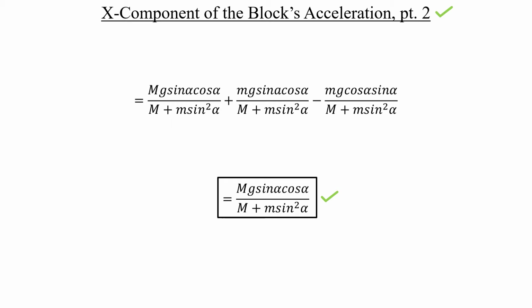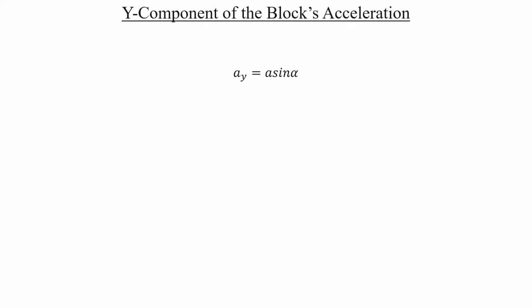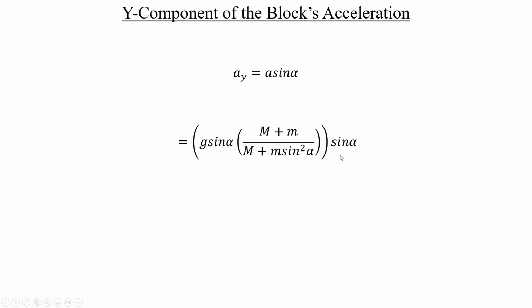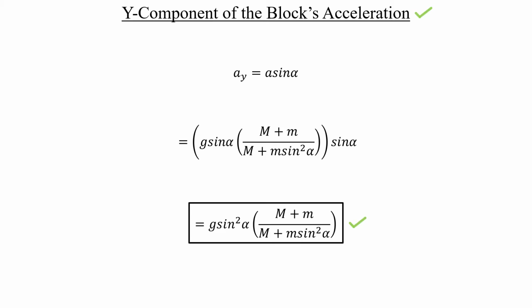That's it. Things are a bit easier in the y direction because the wedge doesn't accelerate up or down at all. Here, all we have to do is just slap a sine of alpha onto our lowercase a expression. I'll absorb the sine alphas together into a sine squared, and that's it. With the y component done too, part A is finished.